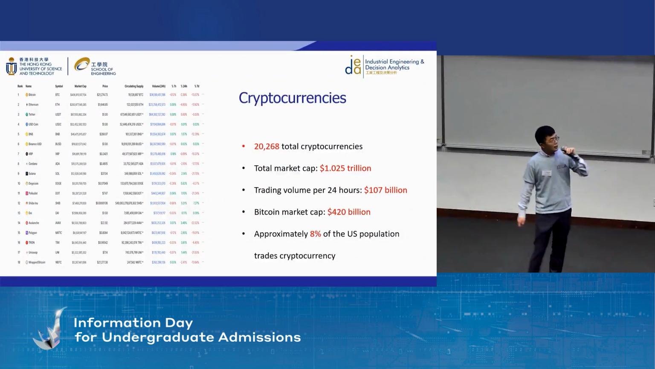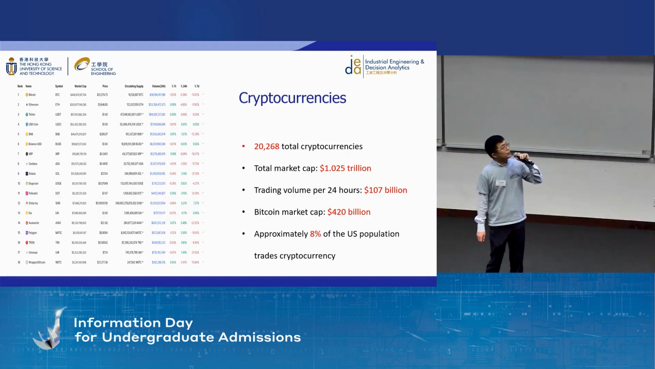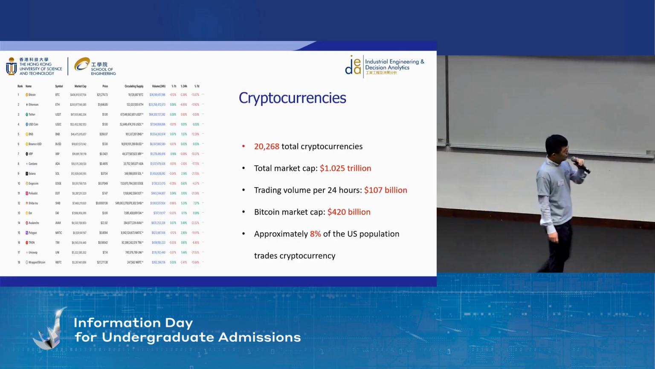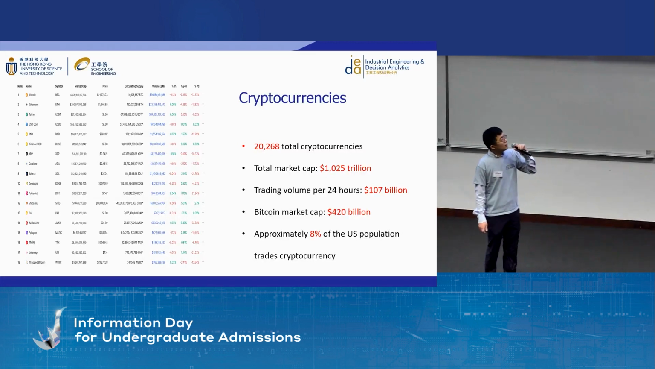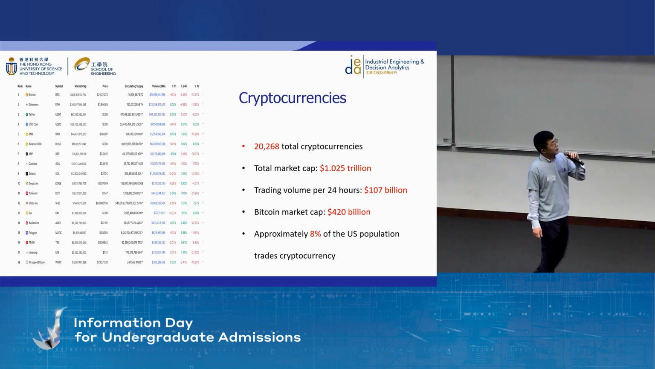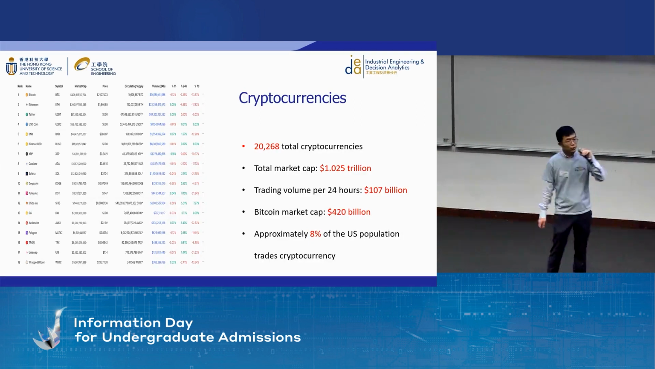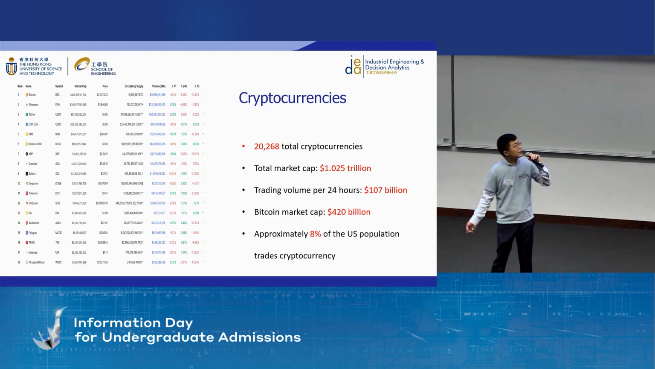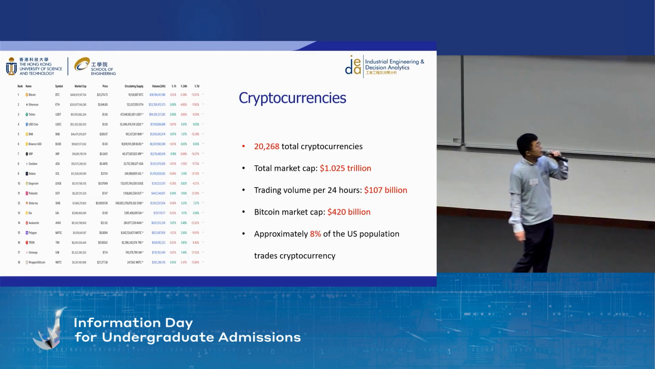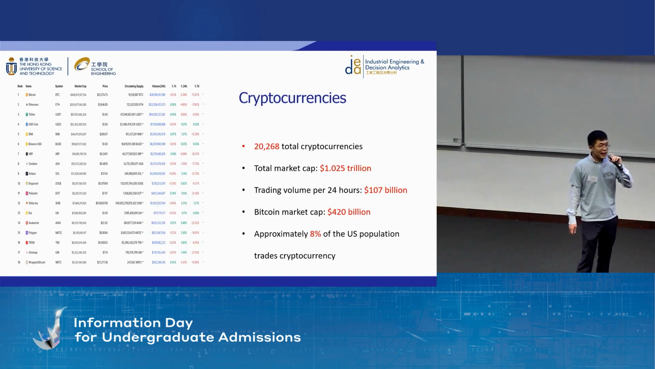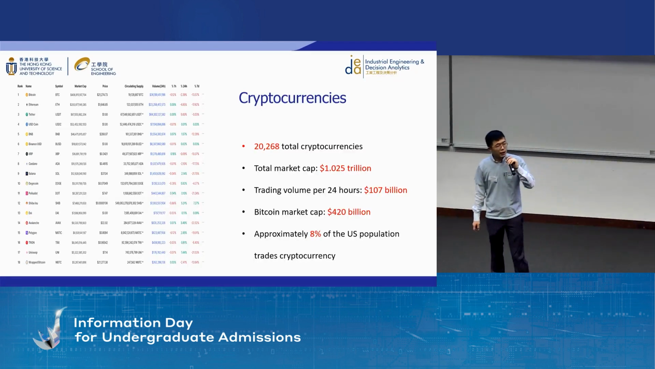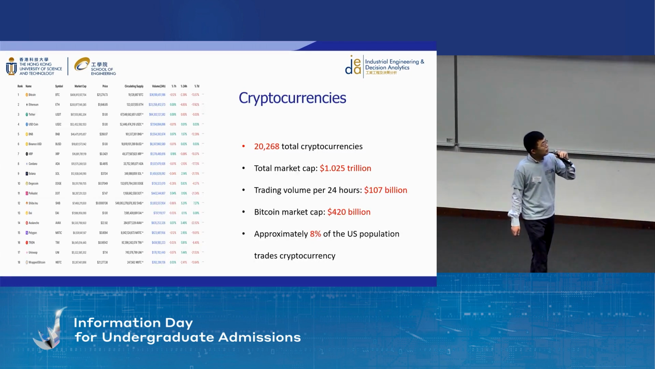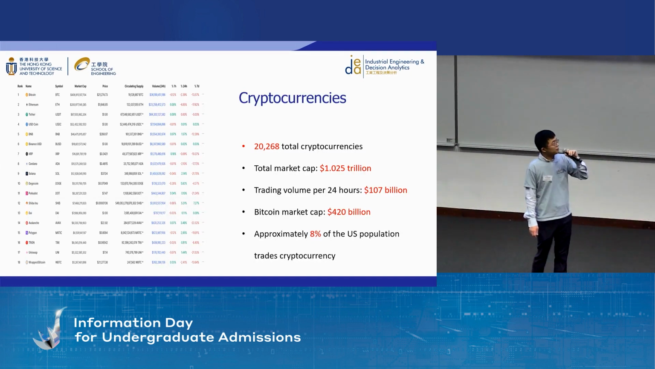So let me share with you an example of cryptocurrency. If you have heard of this term, you know that this is some kind of virtual currency that's being traded online. There is actually a very large market of cryptocurrency. There are over 20,000 different types of virtual cryptocurrencies, and the total market cap, which means the total money people put into this cryptocurrency market, is over 1 trillion. So that's a very huge number.